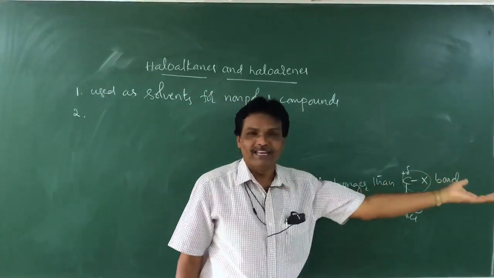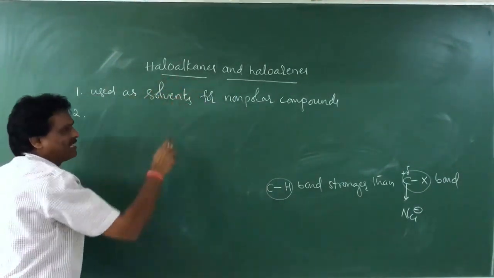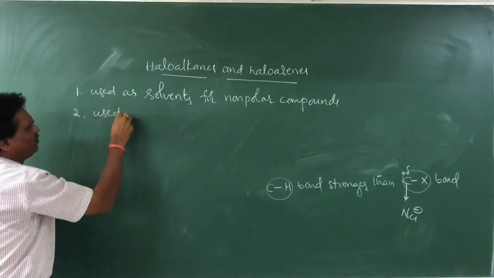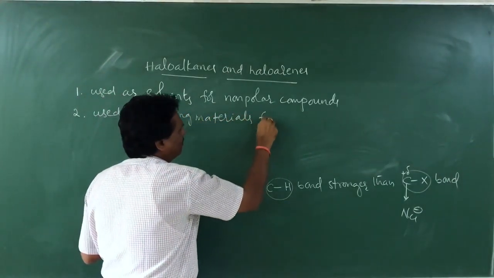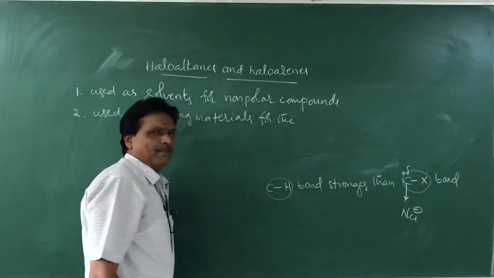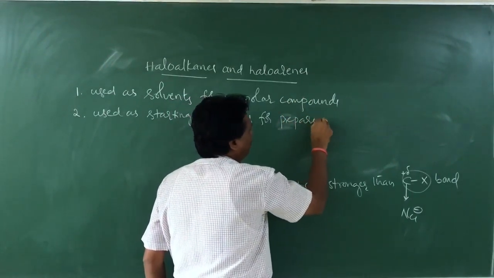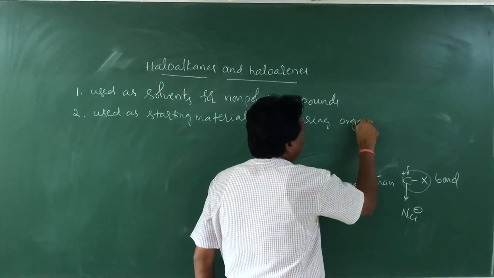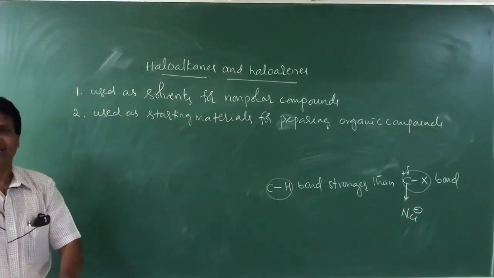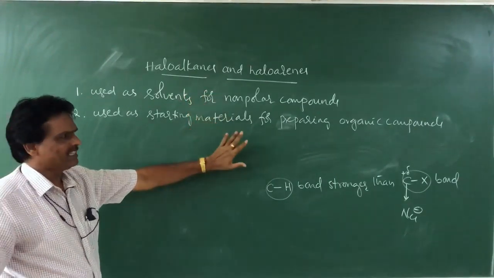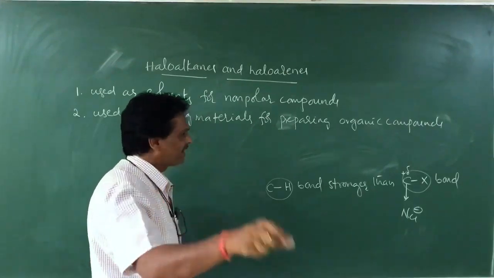This leads to the formation of many compounds. That is why haloalkanes and haloarenes are used as starting materials for the preparation of other organic compounds. That means they are important compounds in synthetic chemistry. Haloalkanes and haloarenes are the starting compounds for the preparation of many organic compounds.